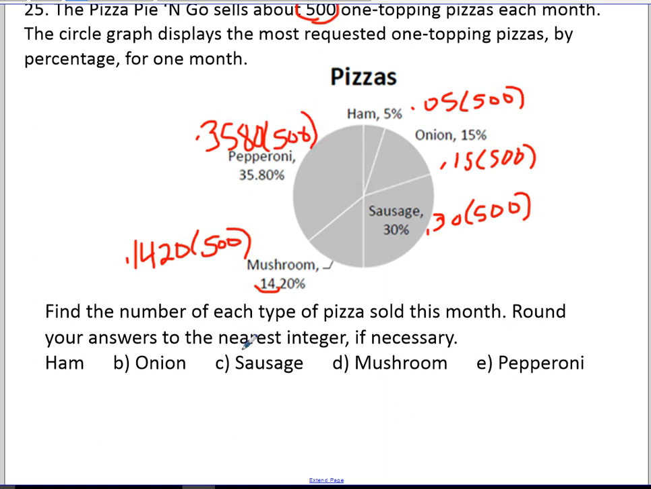Notice the answer tells us to round to the nearest integer, nearest whole number. We're not going to count partial pizzas. We want whole pizzas. And so if we do those calculations, we see that the ham are 25 pizzas. The onion at 15% was 75 pizzas. Sausage, 150. Second most favorite pizza, mushroom, 71. And pepperoni, 179.